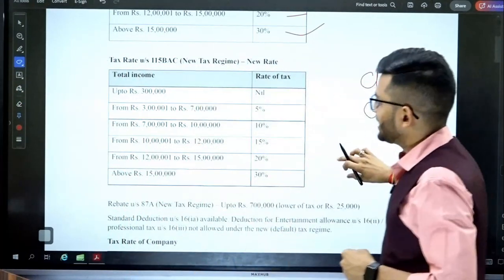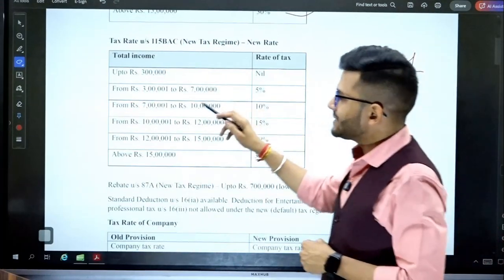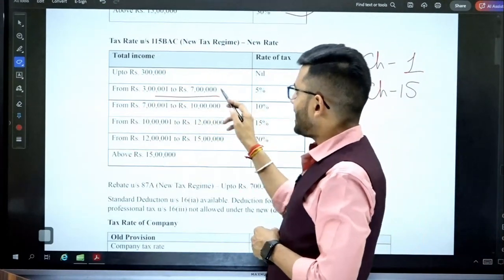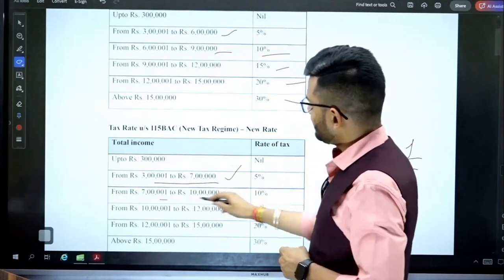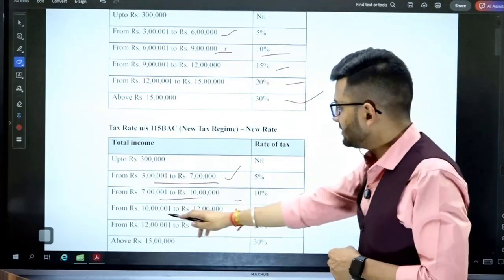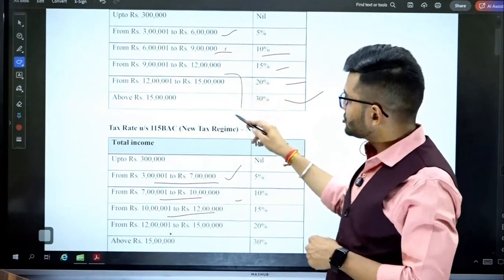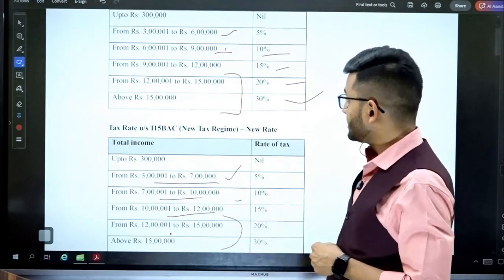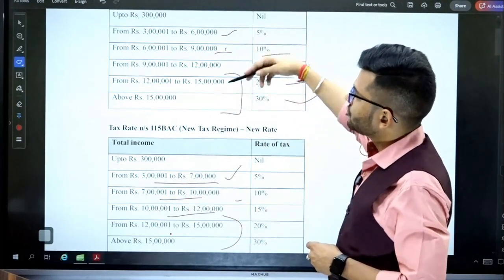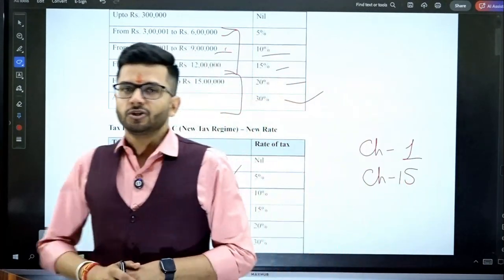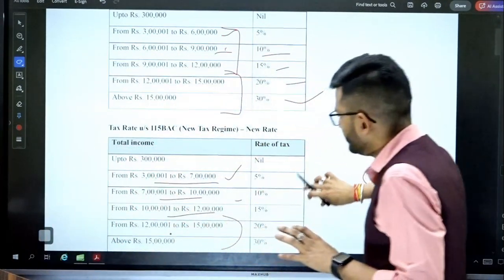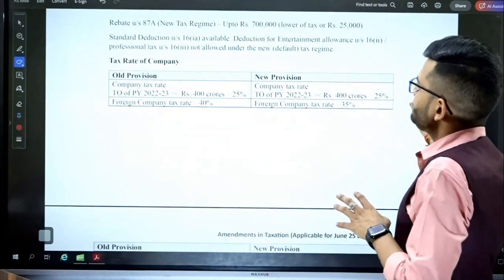Now, in the new tax regime, the tax rates have changed. The slabs actually have changed. 3 lakh to 7 lakh instead of 6 lakh. Earlier it was 6 lakhs, now it is 7 lakhs. 7 lakh to 10 lakhs. 10 lakh to 12 lakhs. Then the last two are the same, 12 lakh to 15 lakh, 15 lakh and above. These two remain the same. So there's an amendment in the middle three slab rates which are there in the new tax regime. So this is one of the most important amendments which has come by.